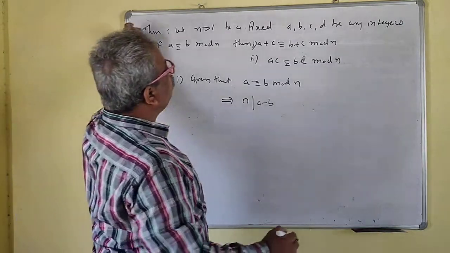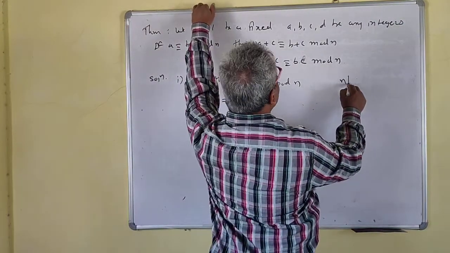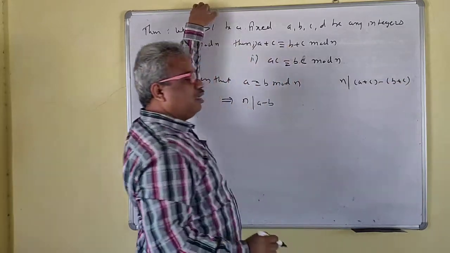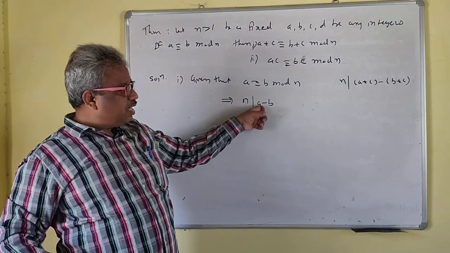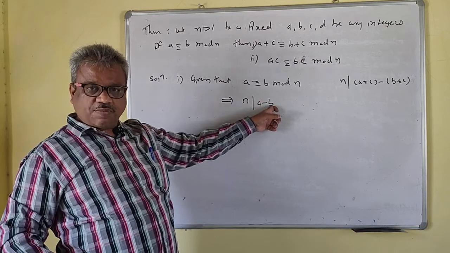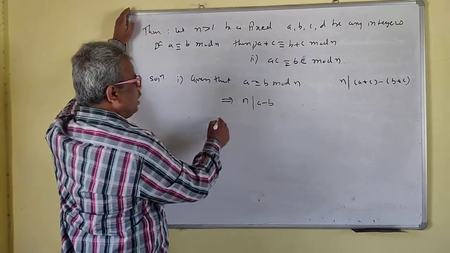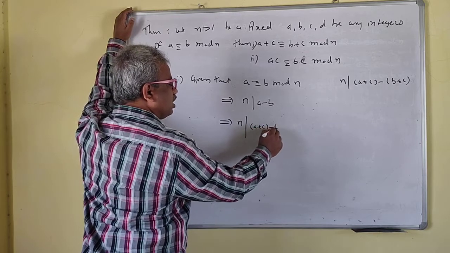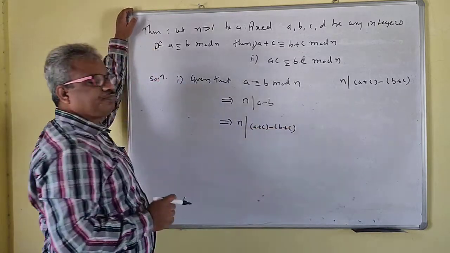Okay, so what do I have to prove? N divides (A plus C) minus (B plus C). What do I want here? A plus C, and instead of B, I want B plus C. So I can write N divides (A plus C) minus (B plus C).